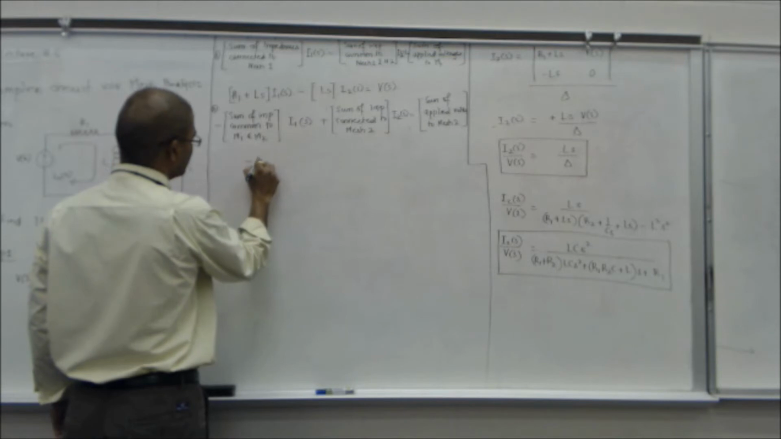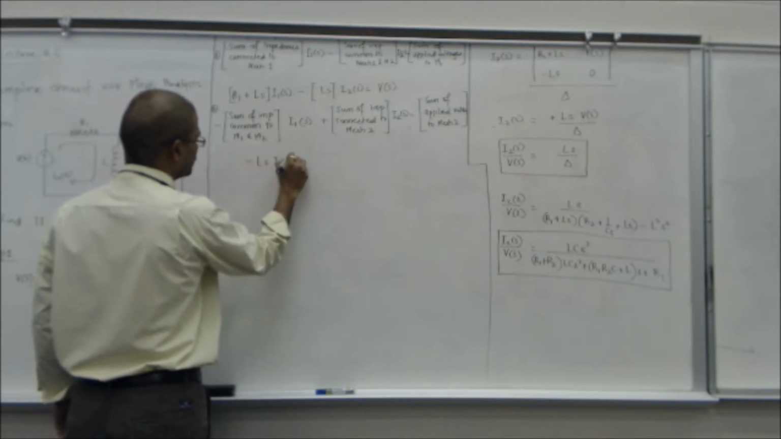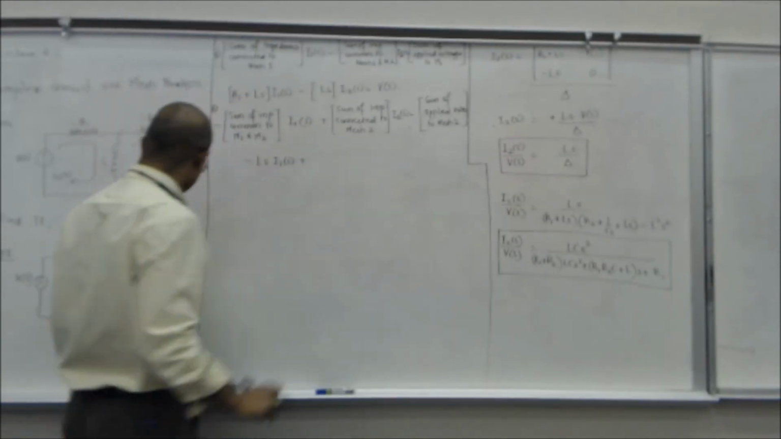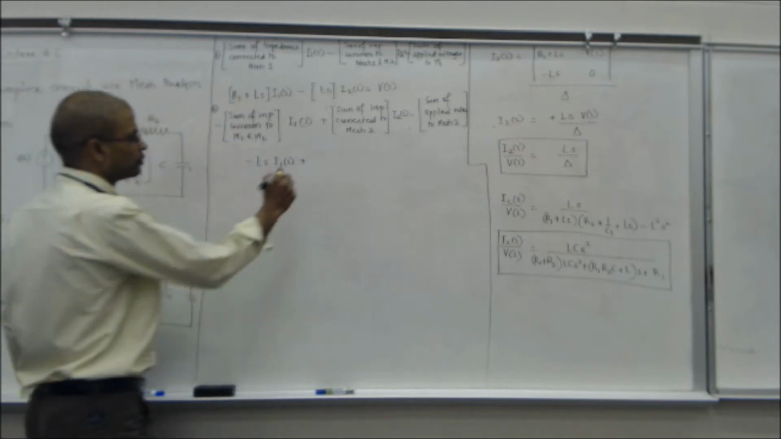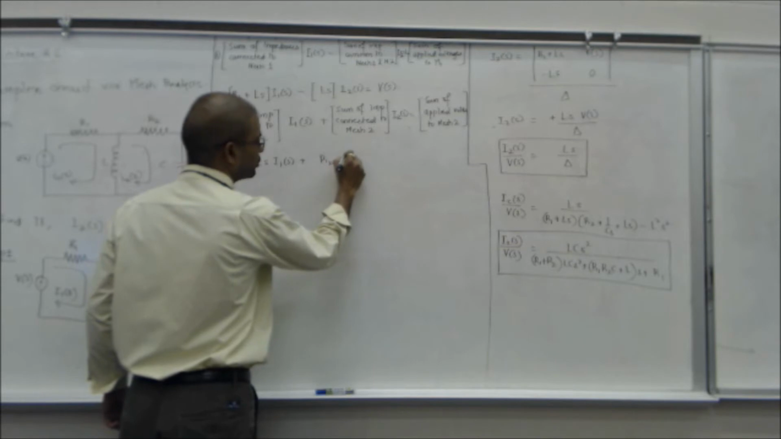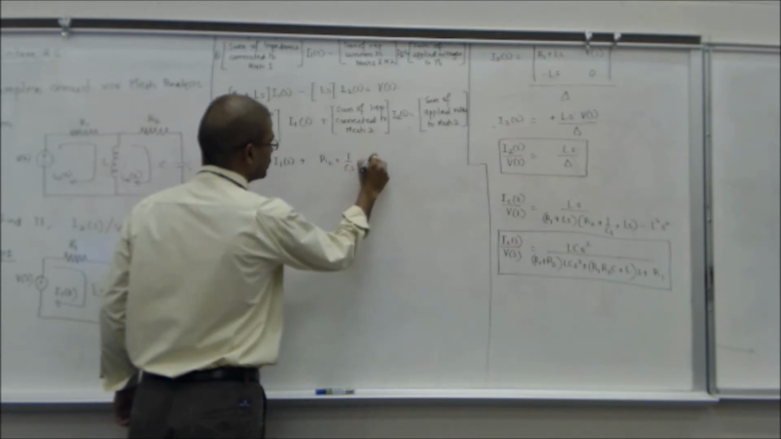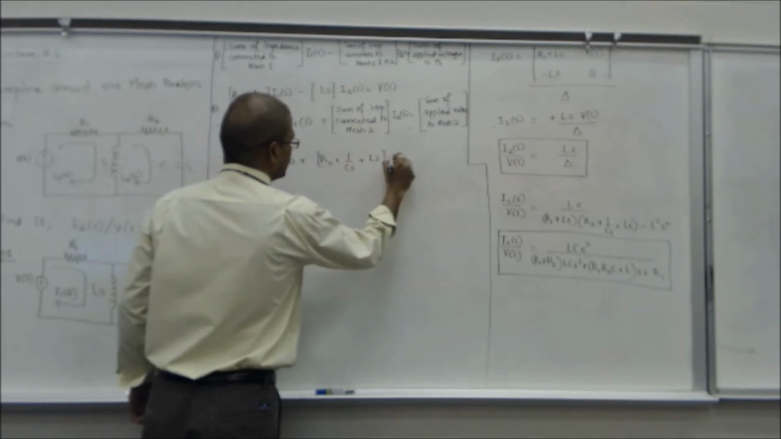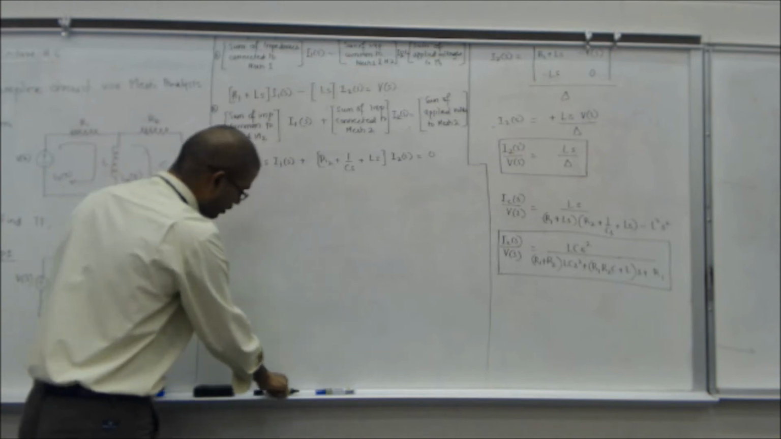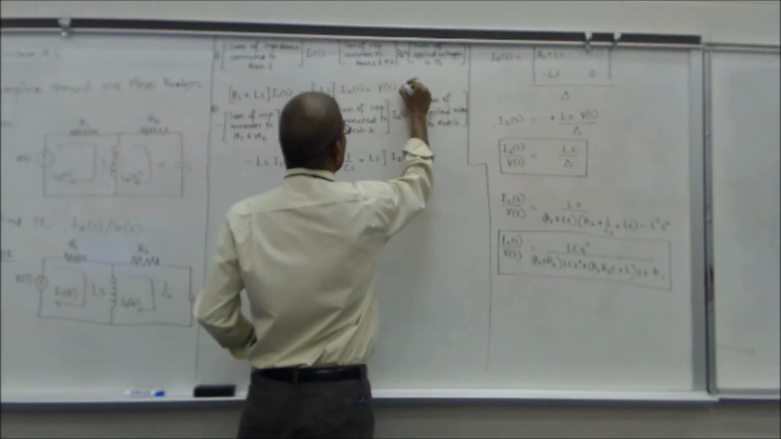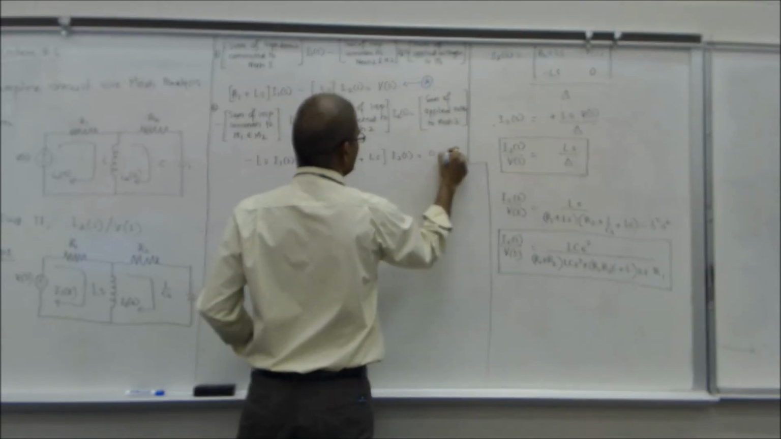We have minus LS into I1 of S plus, there are three impedances connected to mesh 2. There are three impedances, right? R2, 1CS plus LS. LS is common. It is connected to mesh 2, right? So you have R2 plus 1CS plus LS. So these are the same A and B, which we got earlier. Okay.